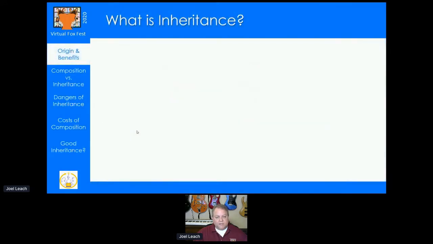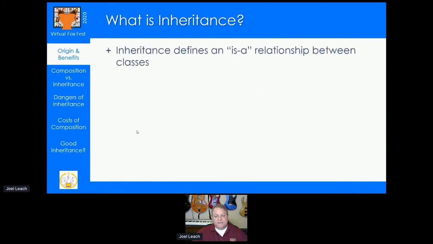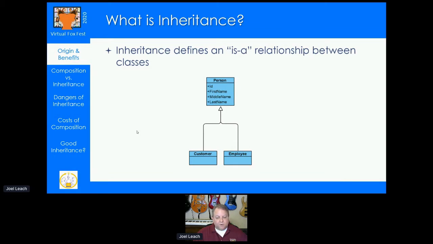First of all, what is inheritance? Now, I'm sure most of you know and understand what inheritance is, but let's review. Inheritance defines a relationship between classes. For example, a customer is a person. An employee is a person. And as people, customers and employees have certain things in common. And the things that they have in common can be placed in this person class.